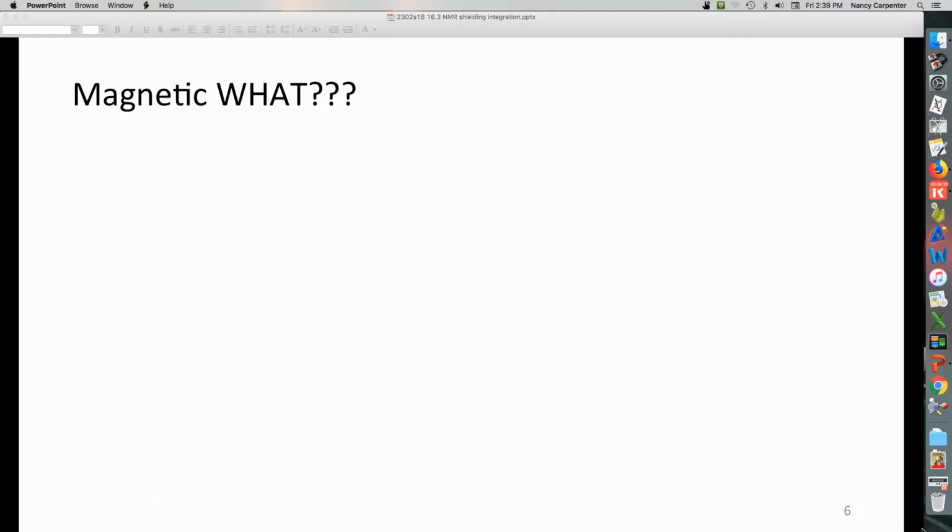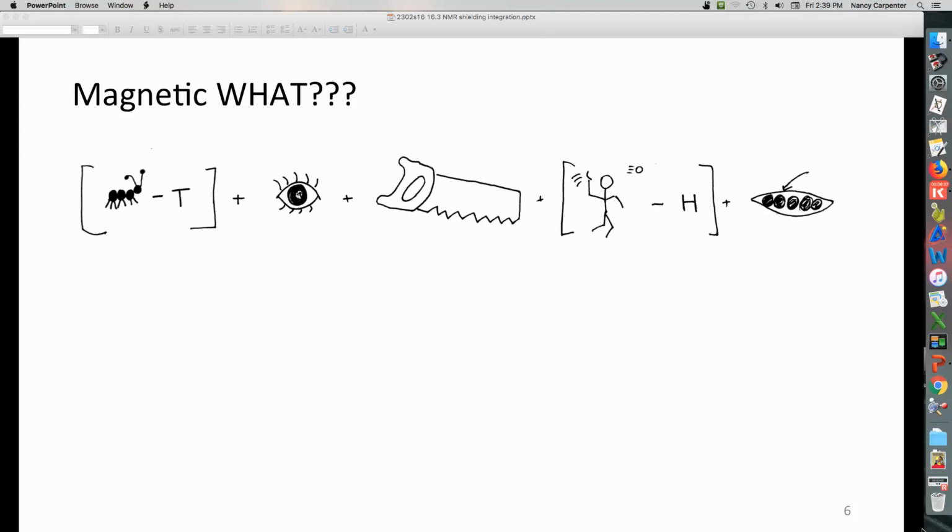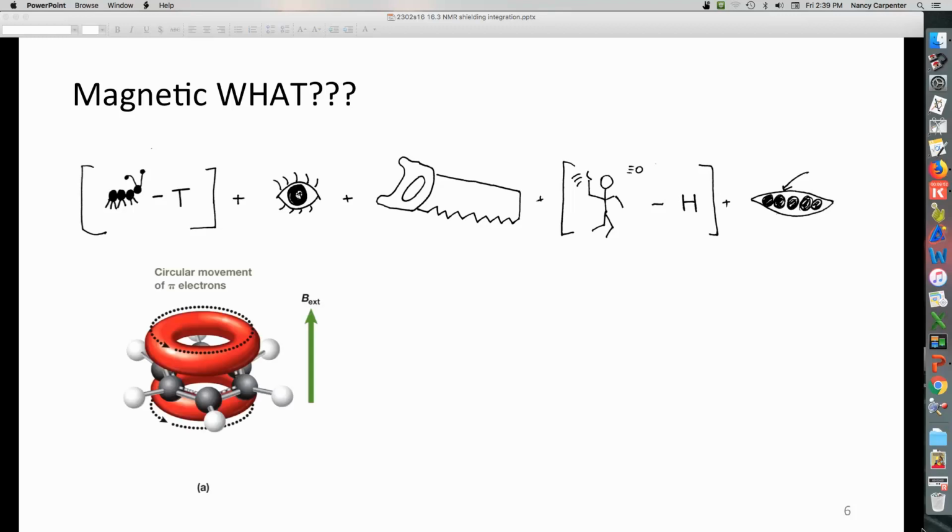All right, so that was electronegativity. We've already looked at the CH3 versus CH2 versus CH impact, so the last thing we're going to look at is magnetic what? Well, magnetic anisotropy, of course. Magnetic anisotropy is that phenomenon associated with the pi bonds. So this explains the whole aromatic chemical shift.